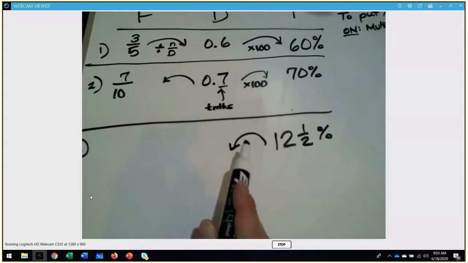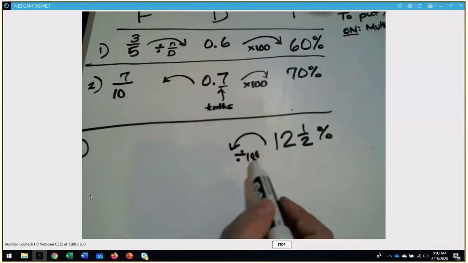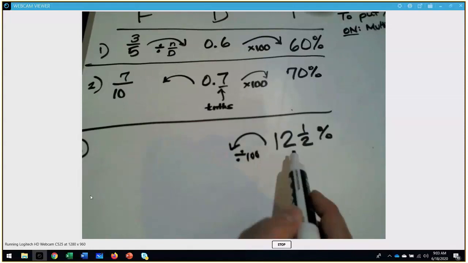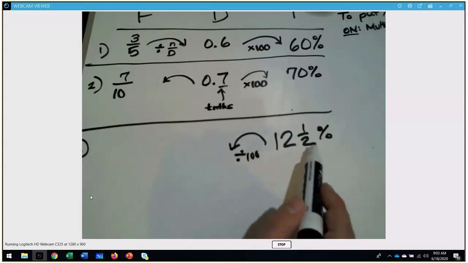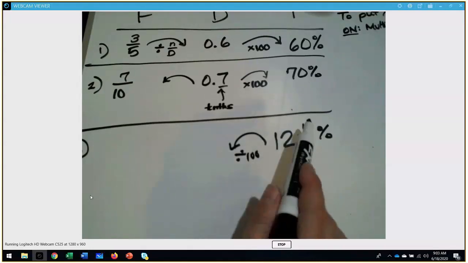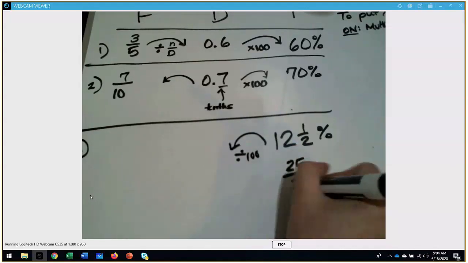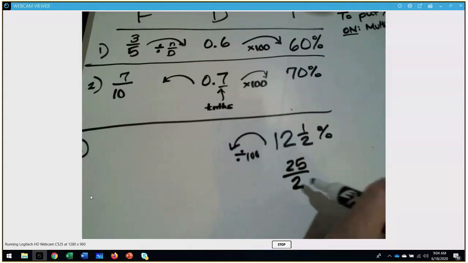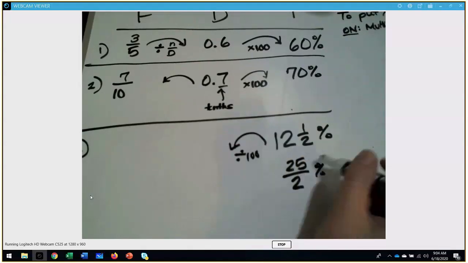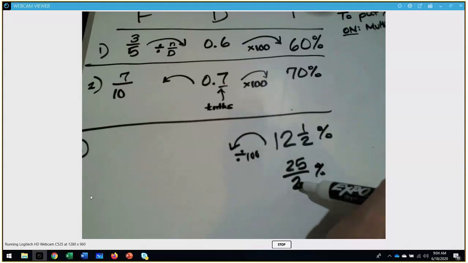In order to do that, I'm going to have to divide by 100. But in order to divide by 100, I'm going to need to convert this first. So I'm going to do the 2 times the 12, which is 24, plus the 1, which is 25, and put it over 2. Now this is still a percent. All I've done is convert a mixed number percent to an improper fraction percent, because so far I have not divided by 100. Until I do that, the percent is still there.